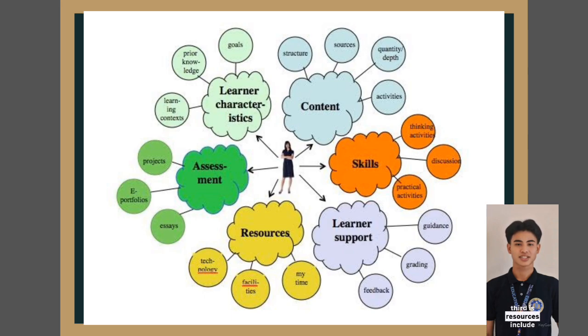Third is resources, which include technology, facilitators, assistance, and time. Fourth, learner support, which includes counseling, scaffolding, feedback, other students. Fifth is the skills, including thinking activities, discussion, skills goals, and practical activities. And last, the content, which includes the content goals, of course, sources, structure, quantity, depth, and activities.